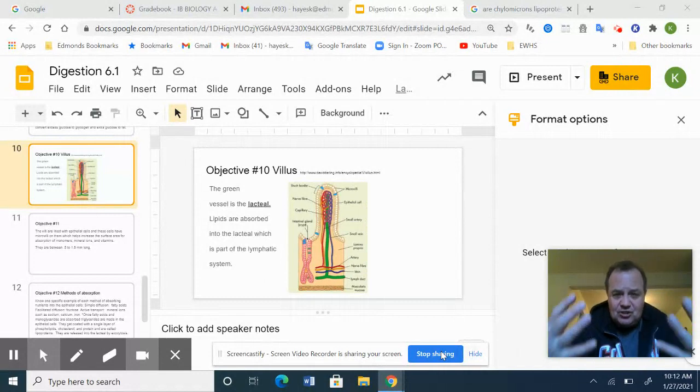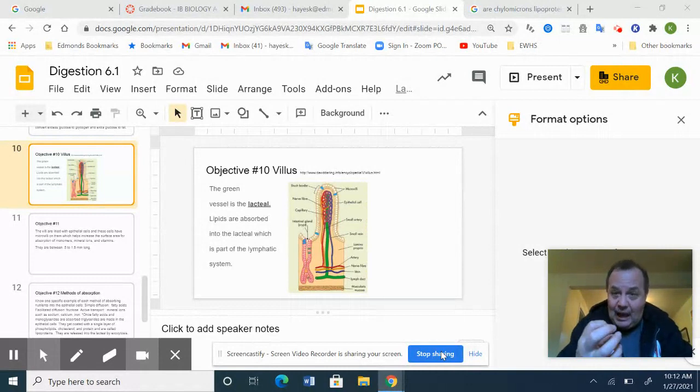The villi are those finger-like projections that go into the lumen of the small intestine, and they are loaded with enzymes to fully break food down. Sometimes they're called the brush border enzymes. The brush border is referring to the microvilli that are on those epithelial cells. The epithelial cells are what make up the villus.